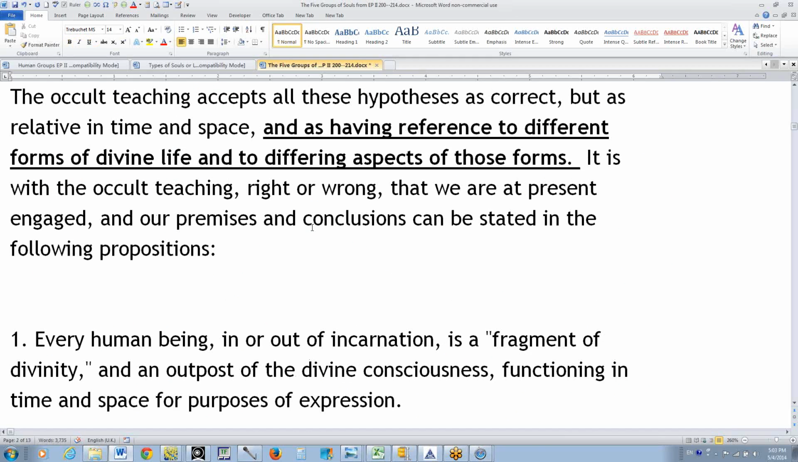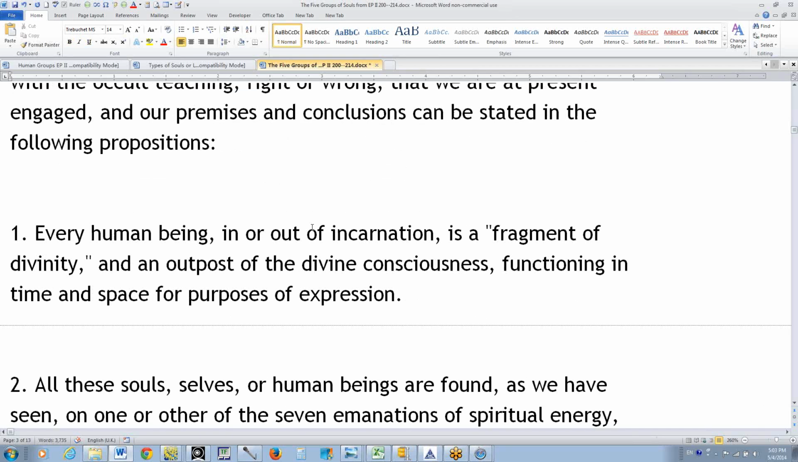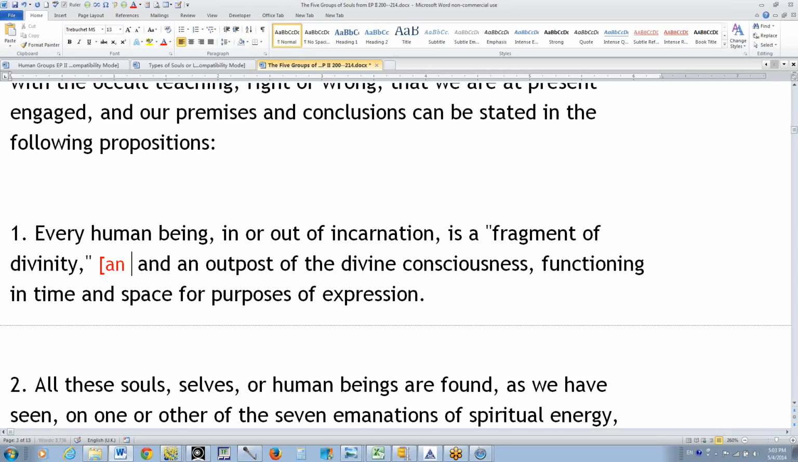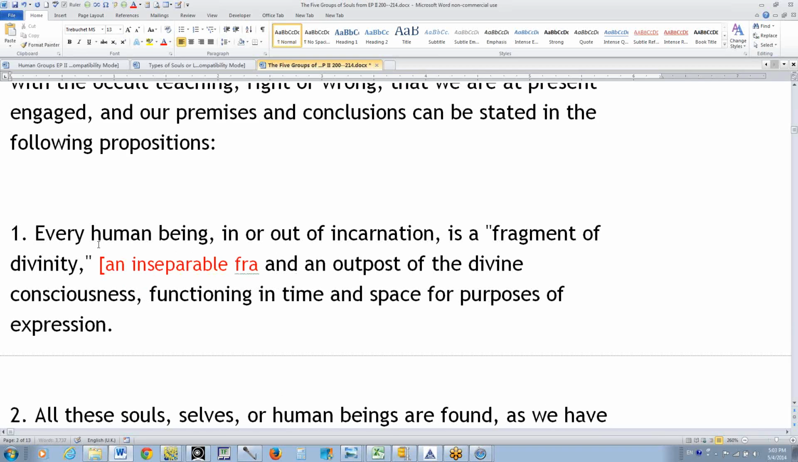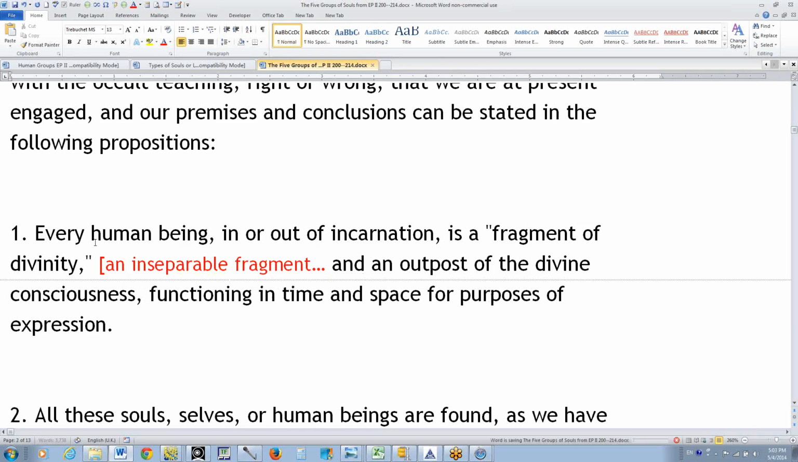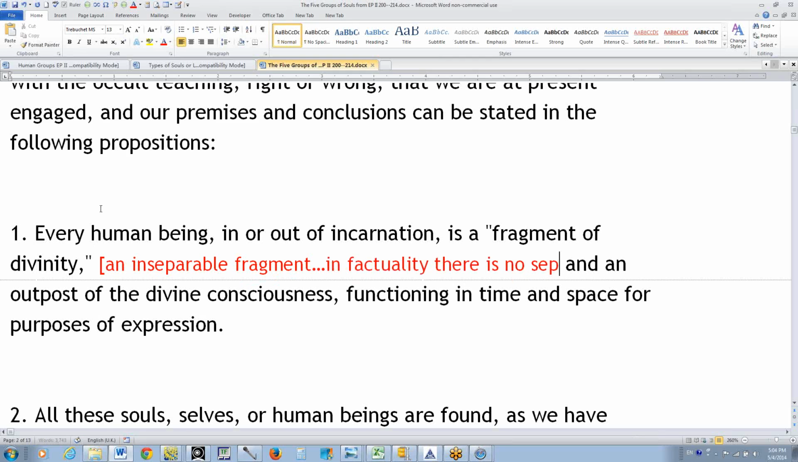So, it is with the occult teaching, right or wrong, he's cautious not to impose, is he not, that we are at present engaged, and our premises and conclusions can be stated in the following proposition. Every human being, in or out of incarnation, is a fragment of divinity. We might call it an emanation, a divine spark of the one flame, an inseparable fragment, if I may call this by its truer description. I mean, in consciousness there seems to be separation. In actuality, in factuality, there is no separation.